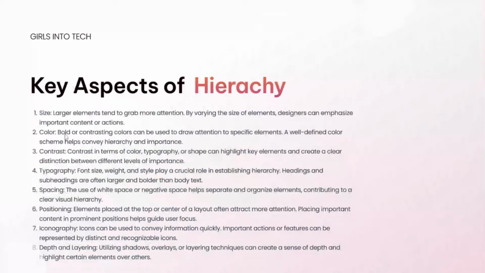So contrast in terms of color, typography, or shape can highlight key elements and create a clear distinction between different levels of importance. Maybe on a website, right? You can have your display text, your subtitle, your subheading, your body text. All those things create a level of hierarchy, right? For you to be able to understand and digest the information on that website.